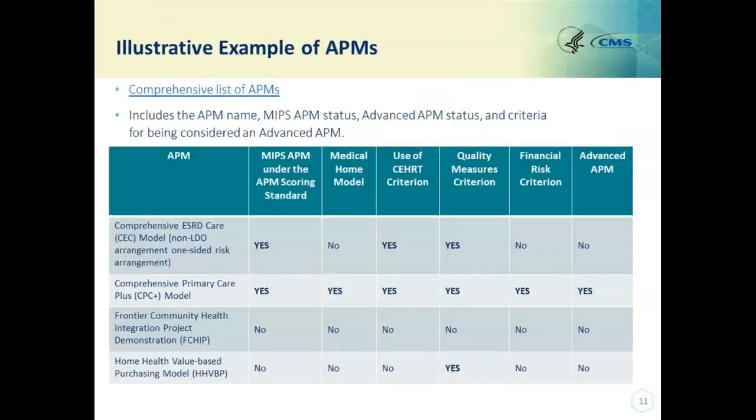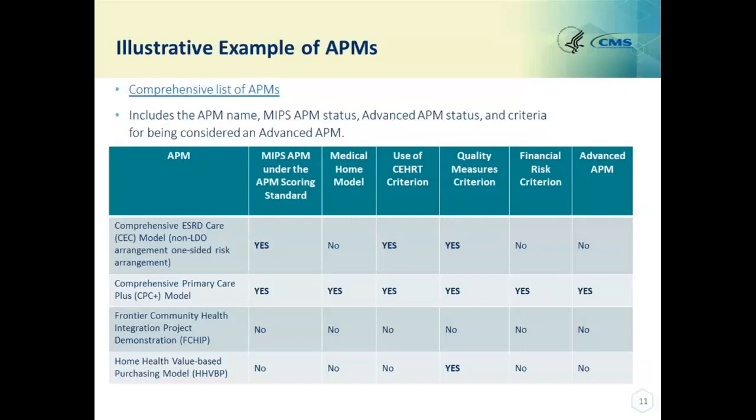This is just an illustrative way of looking at the comprehensive list of APMs. We like to share this with you because when you go to the comprehensive list of APMs on the resource library, it's important to note that the columns at the top define what information you're looking at. So the first column is your alternative payment model. That is just the name by which the practices or the entities, the APM entities, participate. So the first line, the comprehensive ESRD care model, is the name of the overall model that does work in ESRD care.